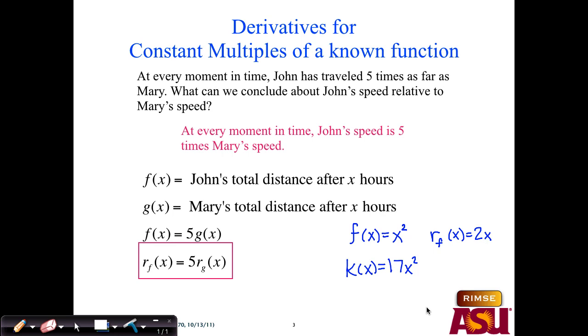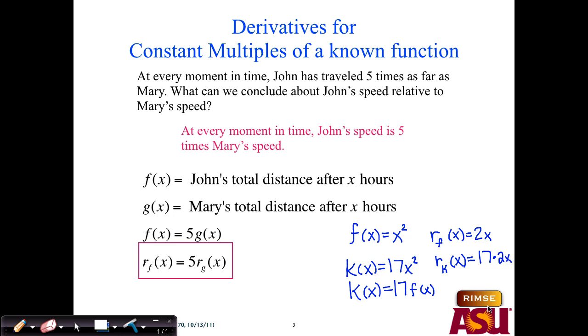That means their rates of change are constant multiples also. So this no longer has anything to do with the area of a square with side length x, because 17 doesn't play into that. But whatever this might represent, this f of x statement is true. And if k is a multiple of f, k of x is 17 times f of x, then k of x's derivative, r sub k of x, has to be 17 times this, 17 times 2x, otherwise known as 34x.